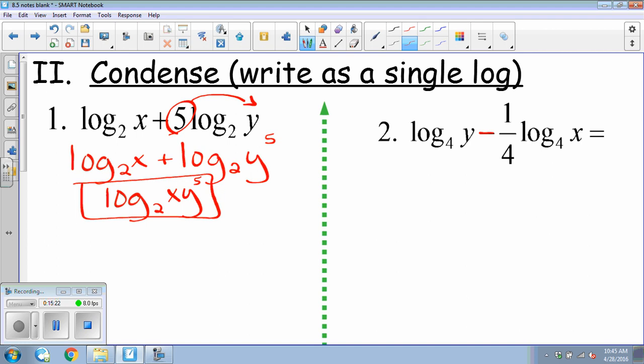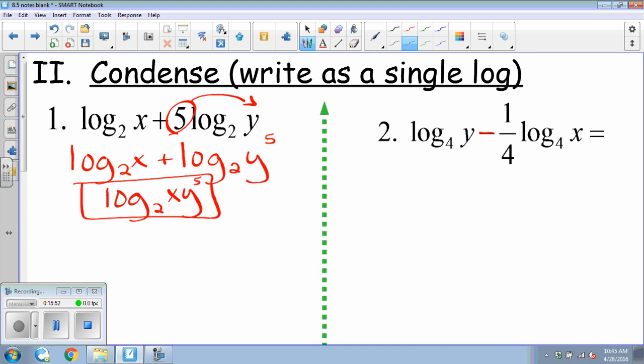So number 2, we have log base 4 of y minus 1/4 times log base 4 of x. I'm here to tell you also, when you condense it down to one log, they don't want fractional exponents. That's not what they always start out with. They start out with the actual radical there. So when you end up with a fractional exponent, like x to the 1/2, in your answer, you have to put the radical back. Okay?